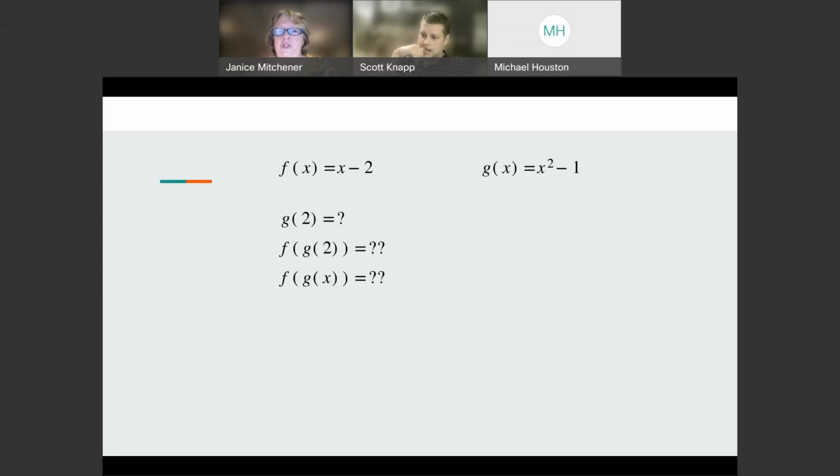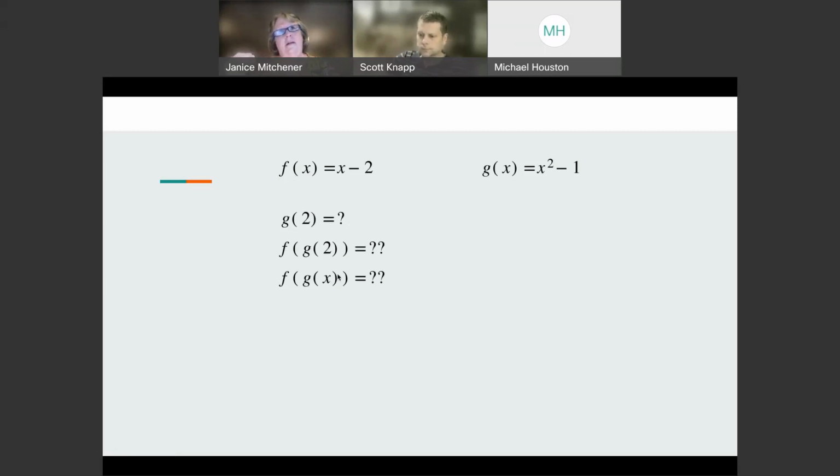Can you give me g of 2? And they're like, oh, yeah, we can do that. They're all over that. And I said, well, give me your answer. So they give me their answer. And I said, oh, can you find f of that number? And they're like, oh, yeah, we're all over that. But the minute I give them f of g of 2, they shut down. They shut down. And I said, now, come on, we can work this through.